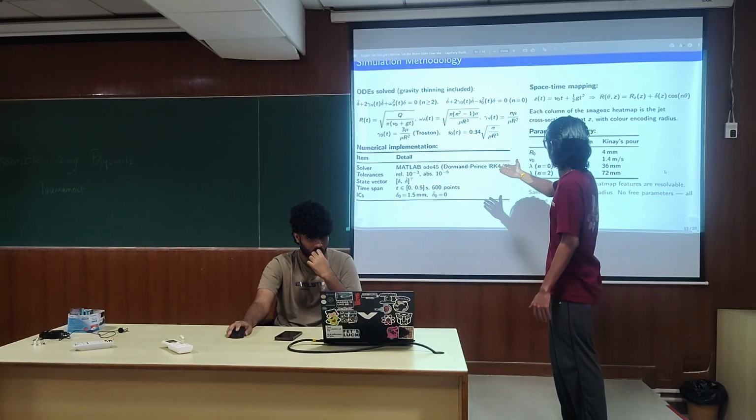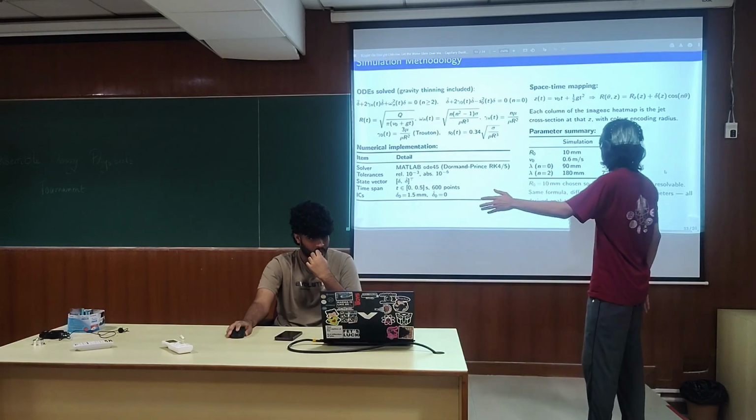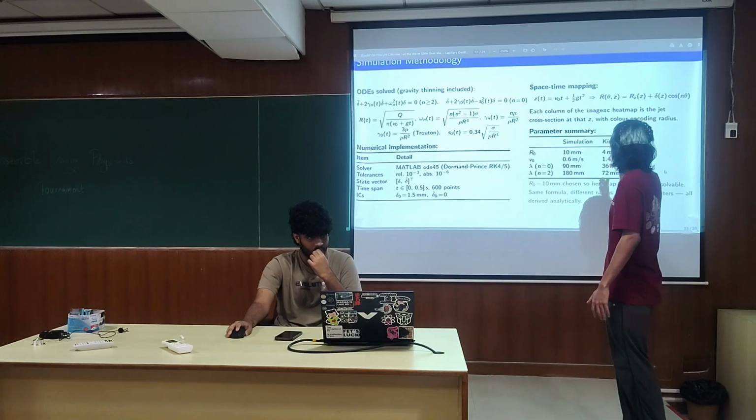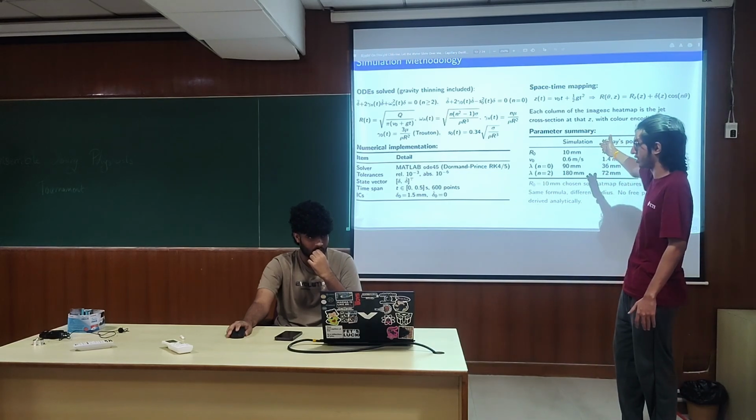And these are the methods: ODE45, the standard solver, a Runge-Kutta 45. And these are the simulation parameters that we have taken, which are different from the experimental parameters. Note that these are different.